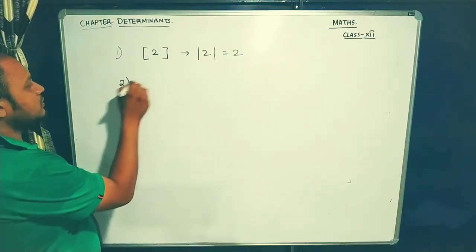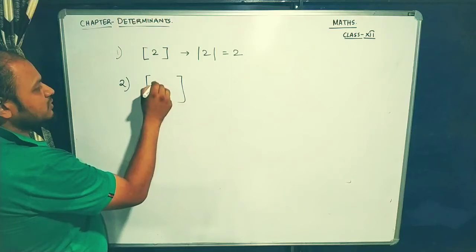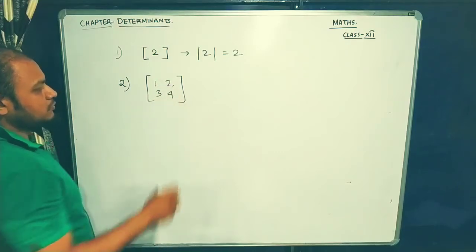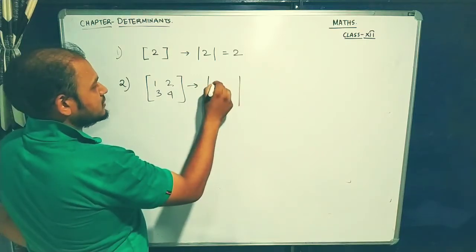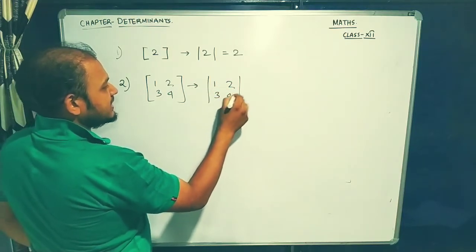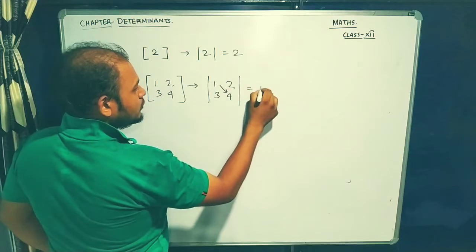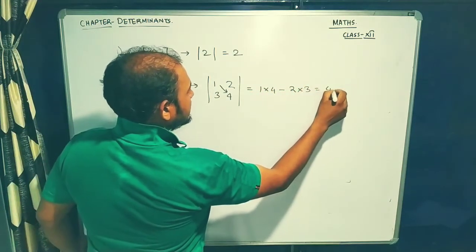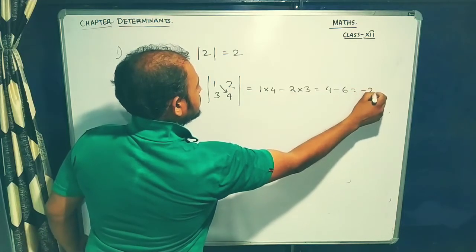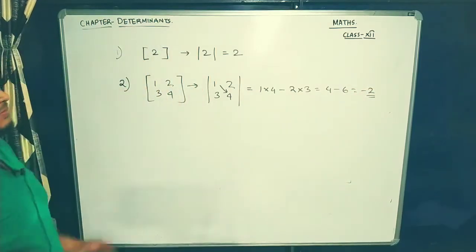In the second case, we have learnt if we have a matrix like this of order 2 by 2, what is the determinant? Its determinant looks like this, and that is equal to 1 into 4 minus 2 into 3. So that is minus 2. Minus 2 is the determinant of this matrix.